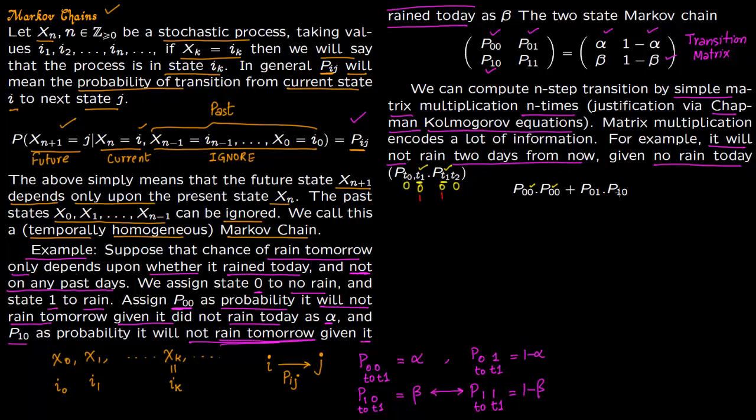So P01 times P10. So again P00 is alpha. So this is alpha. P00 is again alpha plus P01. P01 is this 1 minus alpha times P10. P10 is beta. So this will give you the probability that it will not rain 2 days from now. And what is this? This is nothing but simple matrix multiplication. So we have multiplied this matrix with this same matrix again.